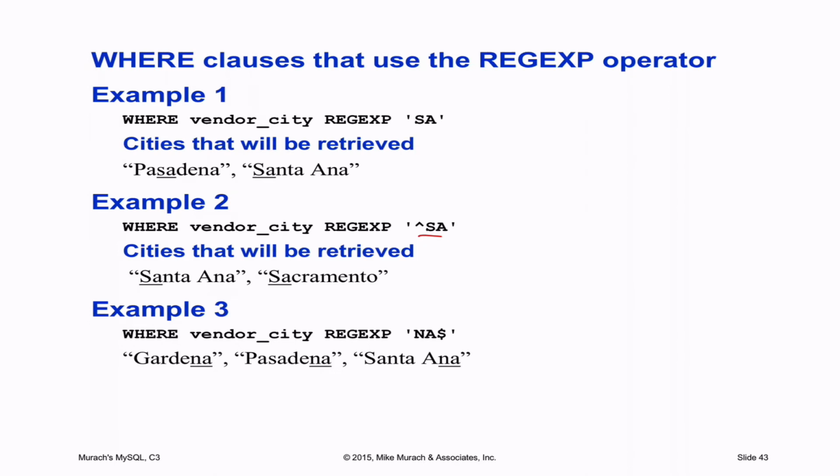Here we're looking at things that start with SA. This regular expression of just SA at the top is going to look for any occurrence of the letters SA within a string. Here with the caret, that's going to anchor the start. And then here you can see NA$, that's going to be anything that ends with NA, not just has NA in it.